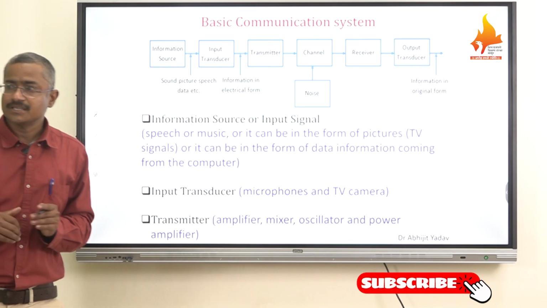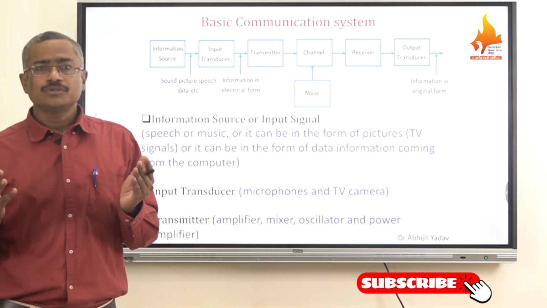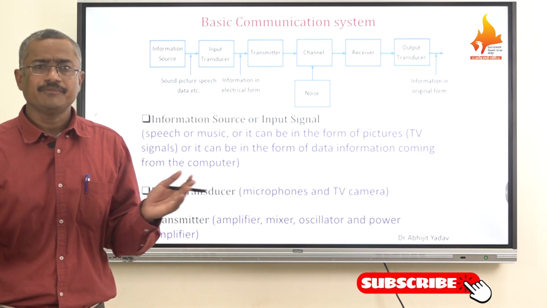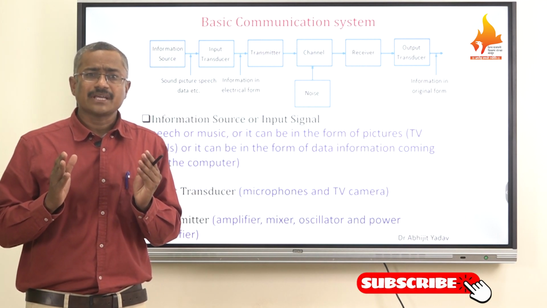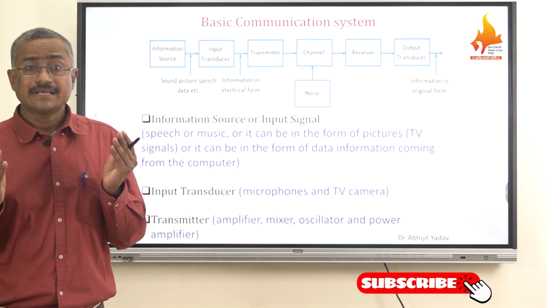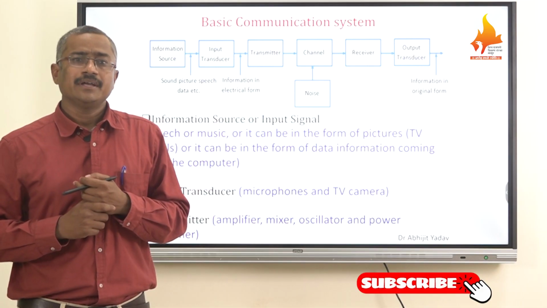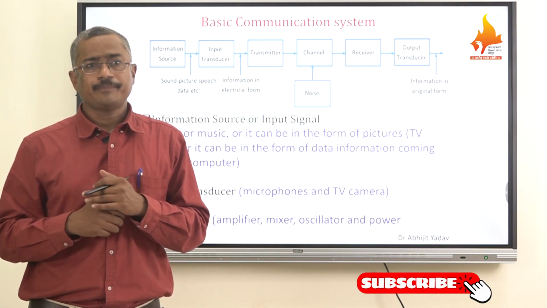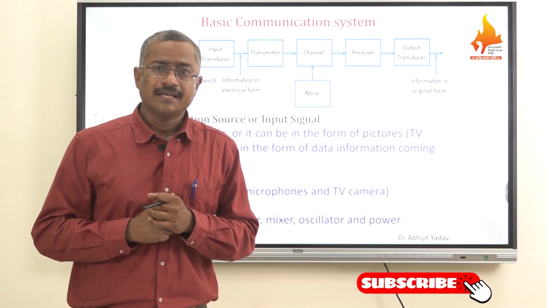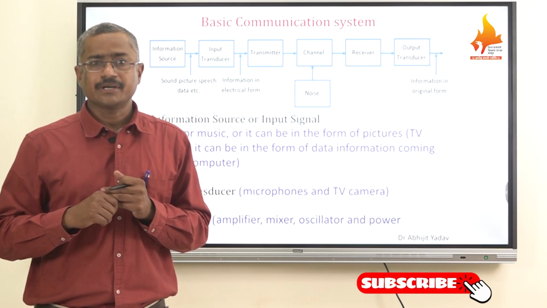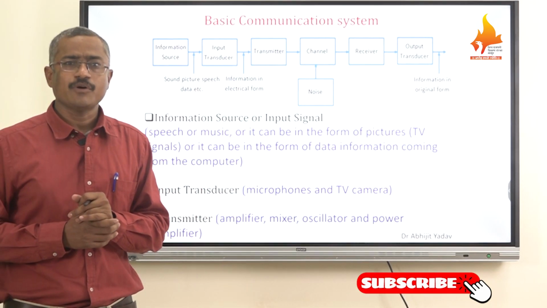First, we'll discuss what an information source is. Generally we have three types of information sources. The information can be in the form of voice, like speech or music, or it can be in the form of text or pictures, or the information can be in the form of digital data, like data generated from a computer. The first basic element of the basic communication system is the information source.